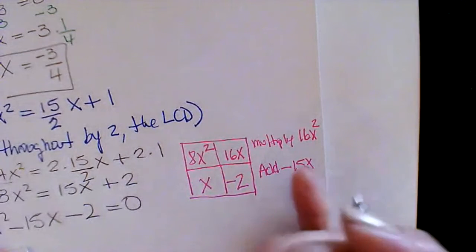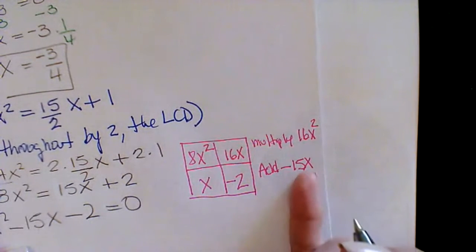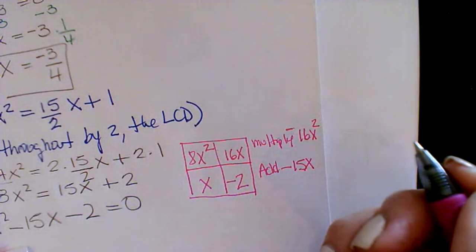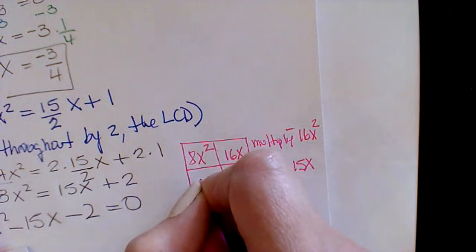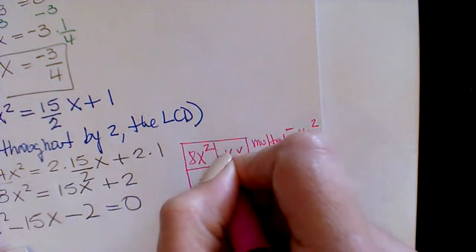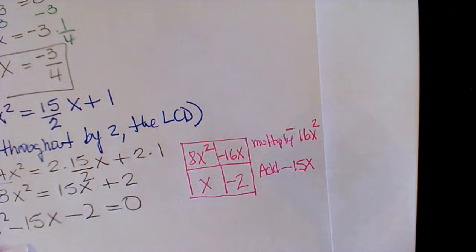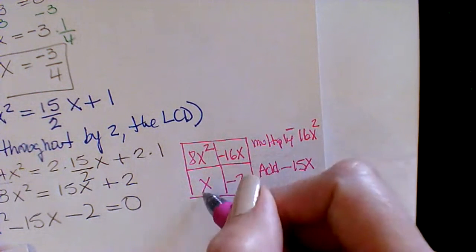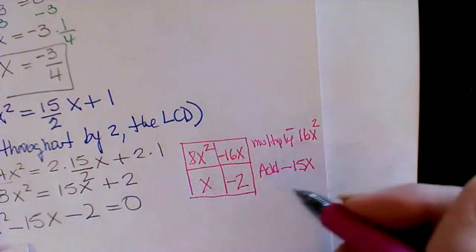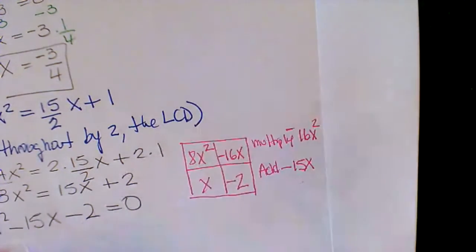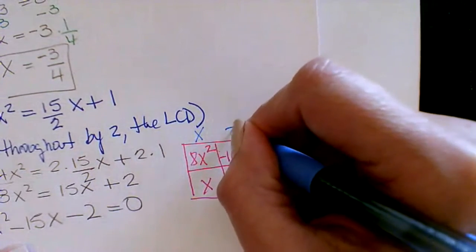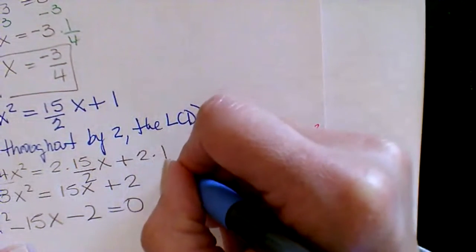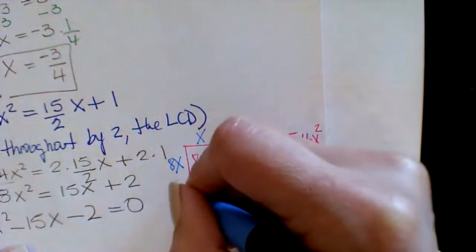They both need to be, if this one is negative, okay, this one needs to be negative. So if I multiply, I get negative. And if I add them, I get negative 15. All right, so what do I have here? Greatest common factor, x. Greatest common factor, 2. Right here is going to be 8x. And right here is going to be 1.